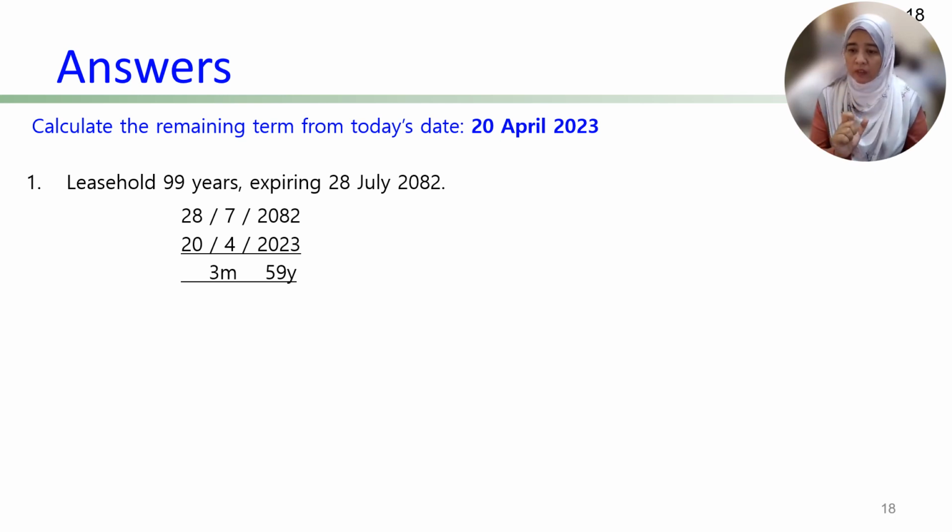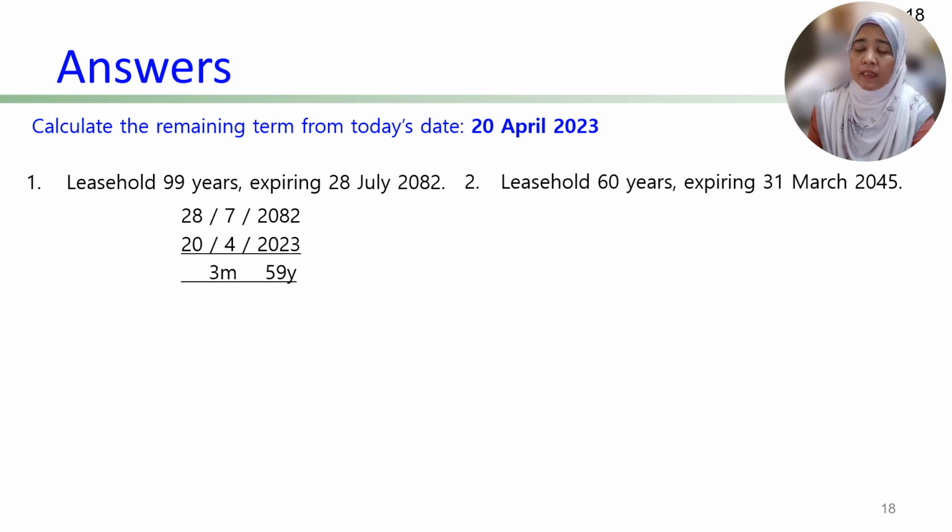You will do this calculation, this remaining term. This will be indicated in the valuation report or in consultancy report but they will want to see the unexpired term, berapa tahun. So you must know to deduct the month first before the year.